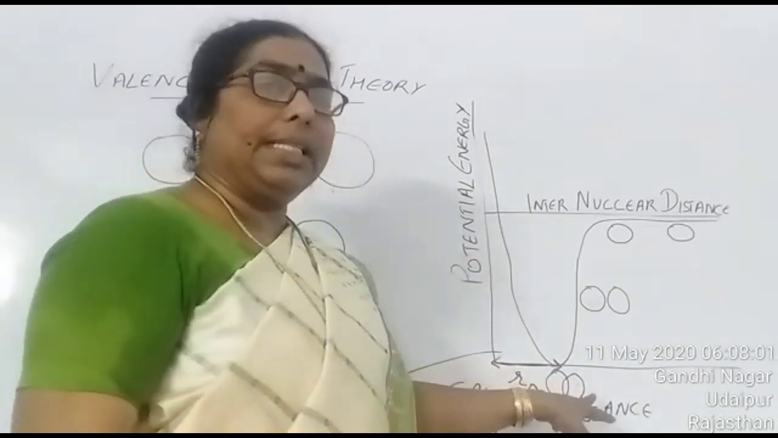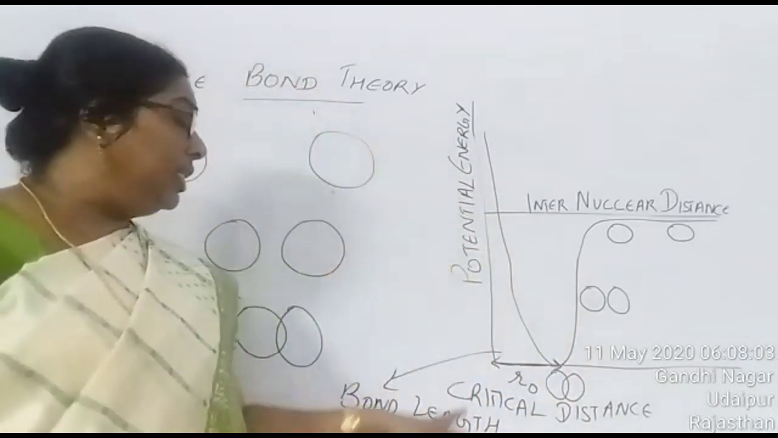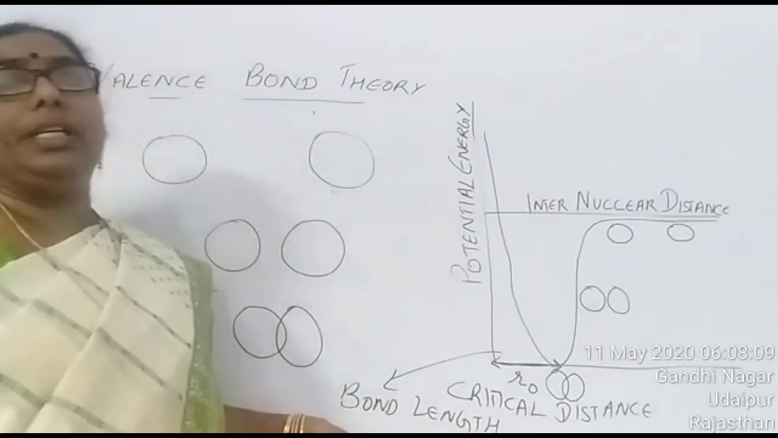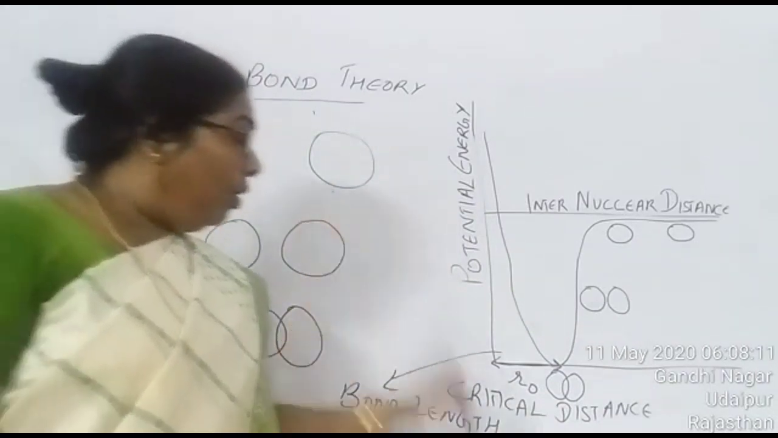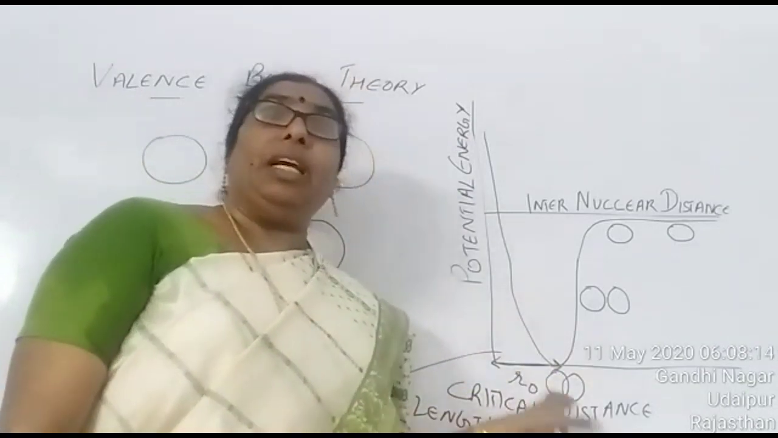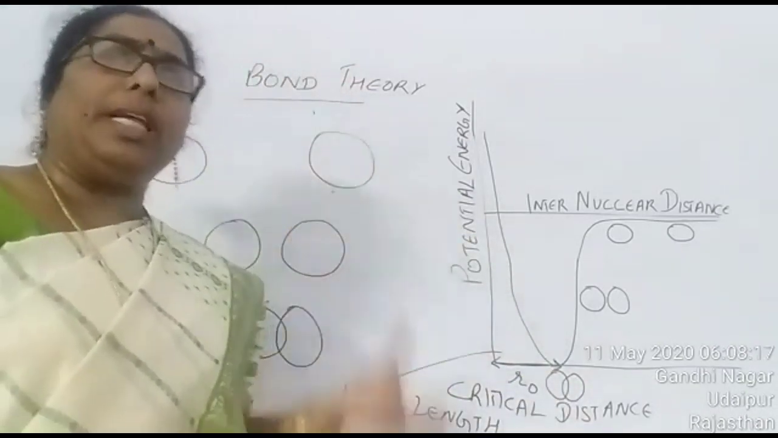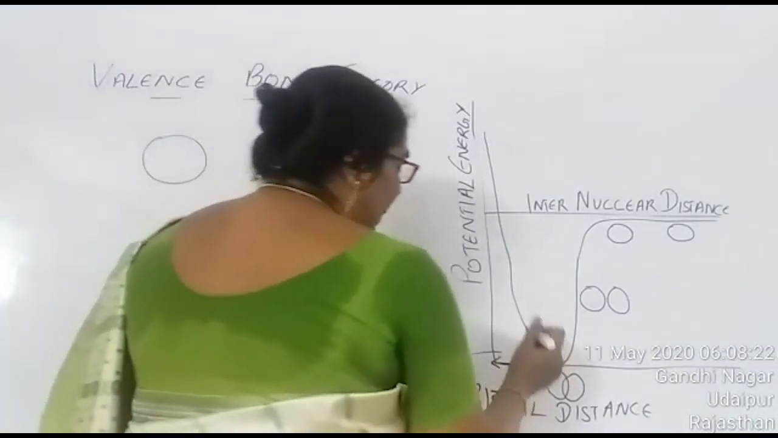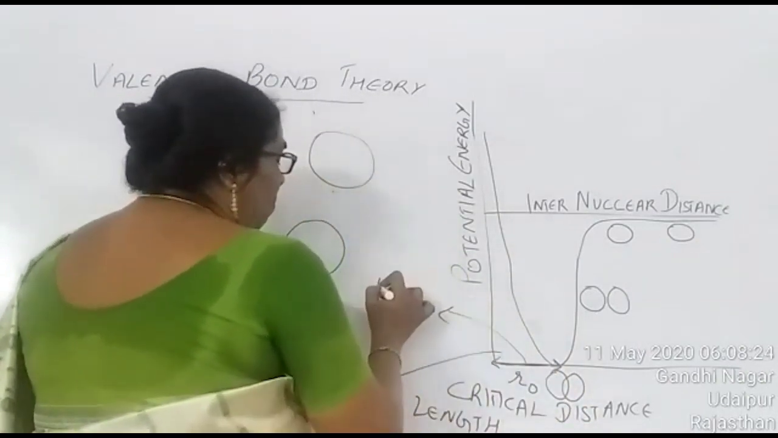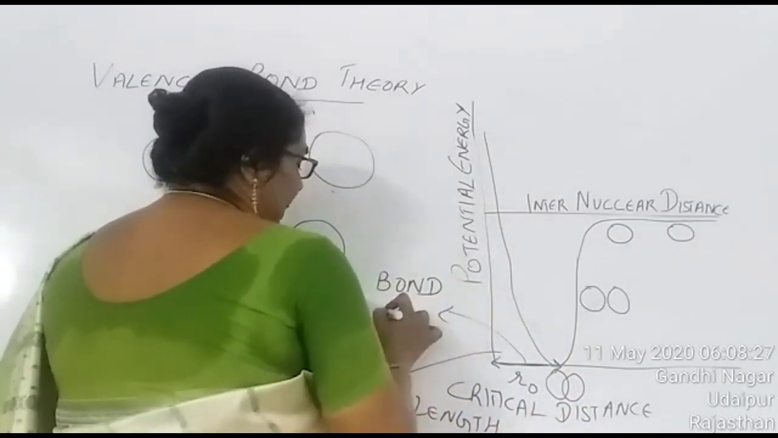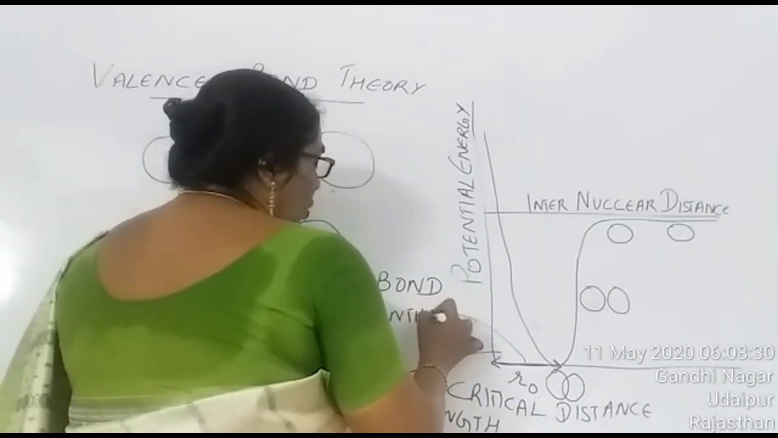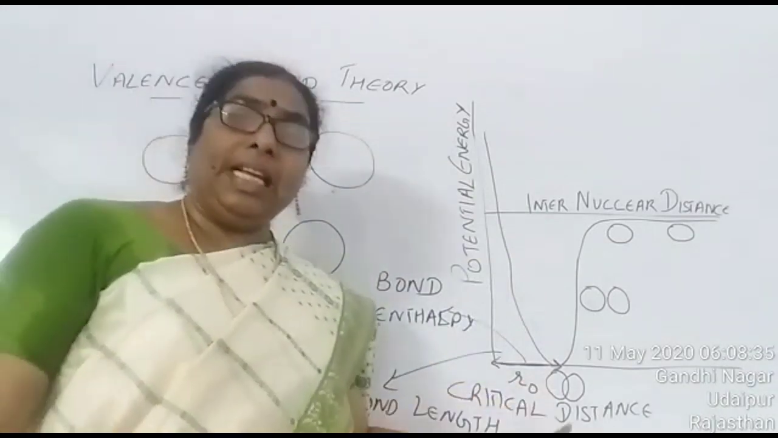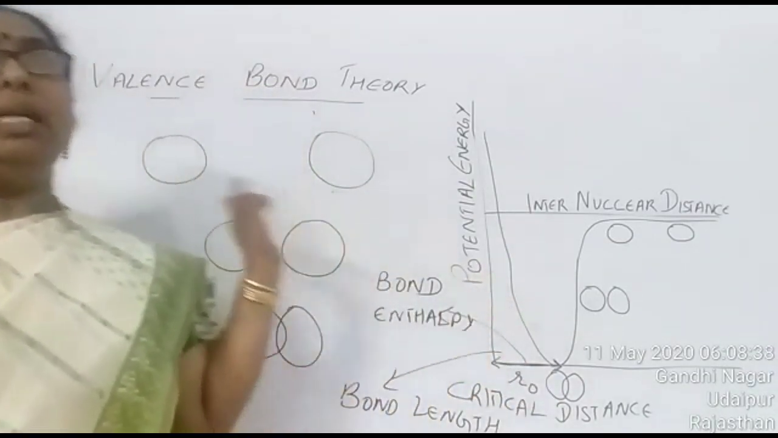So this particular distance at which the magnitude of attractive force just balances the repulsive force is termed as critical distance, or it is also termed as bond length, or we can say that this is the point where the system possesses the least potential energy. That means maximum stable. This energy associated with this particular distance is termed as bond enthalpy. Is it clear? That means at this particular point, the system possesses the least energy and hence maximum stability.